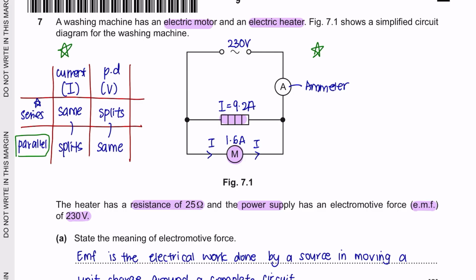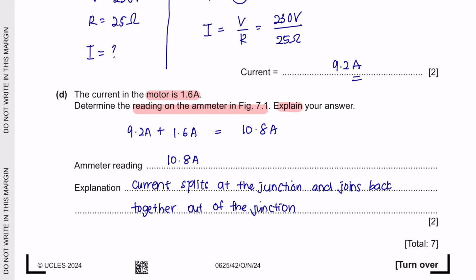The rule states that in a parallel circuit, the current will split. This means that at this junction, the current has split to 9.2 ampere into this line and another 1.6 ampere to this line. So if they flow here and then come back to this junction, both their currents would combine and flow through the ammeter. So the current flowing through the ammeter would be 9.2 amperes added with 1.6 ampere. So the reading of the ammeter would be 10.8 ampere and this is your explanation.